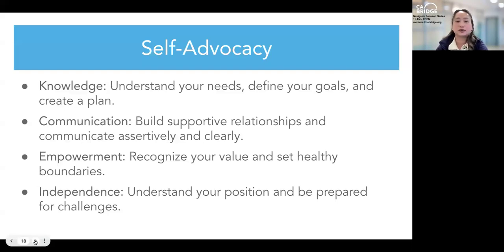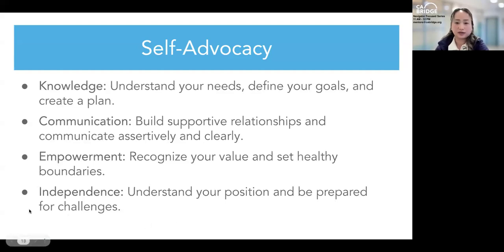I am the Navigator Engagement Coordinator, and I'm going to dive into self-advocacy. Self-advocacy is a crucial skill that can make it possible for you to effectively represent yourself. So having knowledge, developing self-awareness, and knowing what your needs and goals are in order to create a plan, you want to be able to communicate that. So having supportive relationships within your site, your department, your community, and network, and that includes us, California Bridge Navigators.